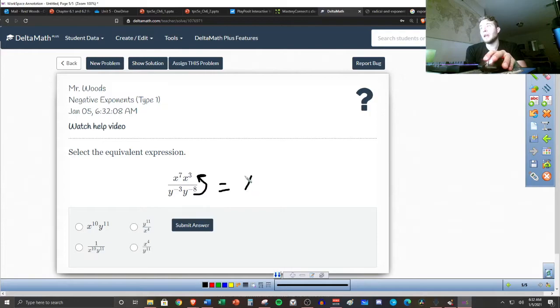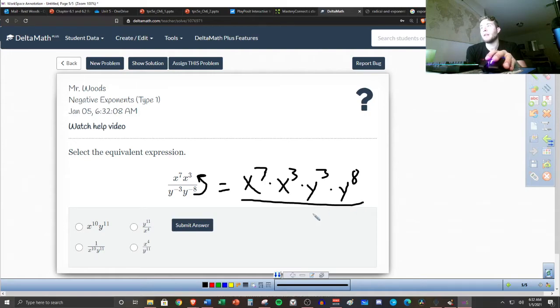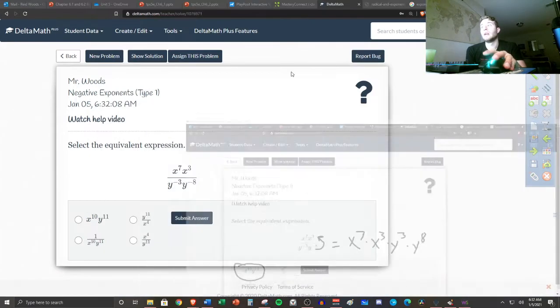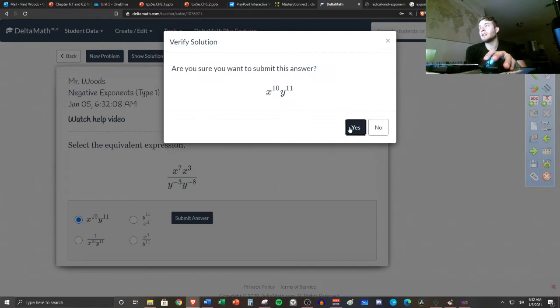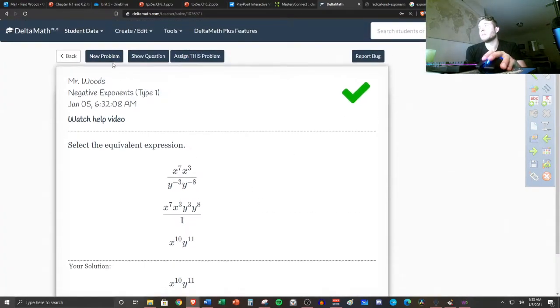So this would be x to the 7th times x to the 3rd times y to the 3rd times y to the 8th. We no longer have a fraction. If we did have a fraction, it'd be over 1 now, but we don't anymore because we moved them all up. Then we just combine the exponents. It's 7 plus 3, 3 plus 8. So it's x to the 10th, y to the 11th. So it would be this one here. That's all you're doing on these, just looking at those and picking the right one.